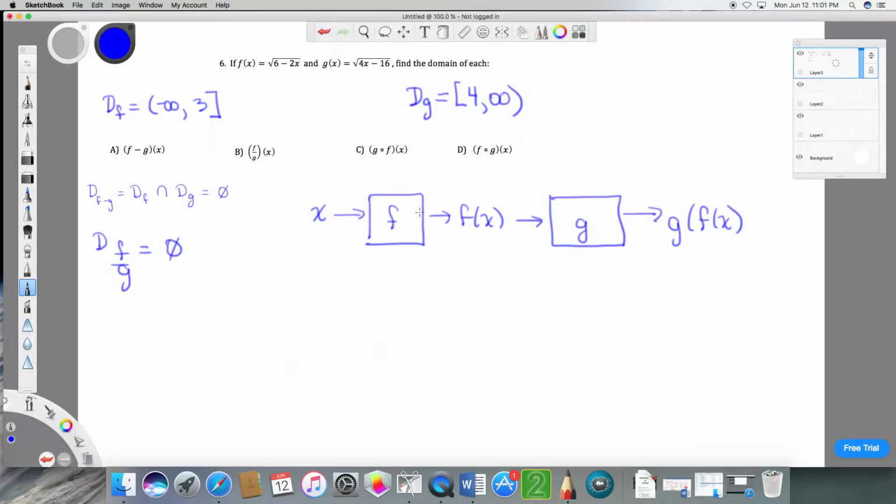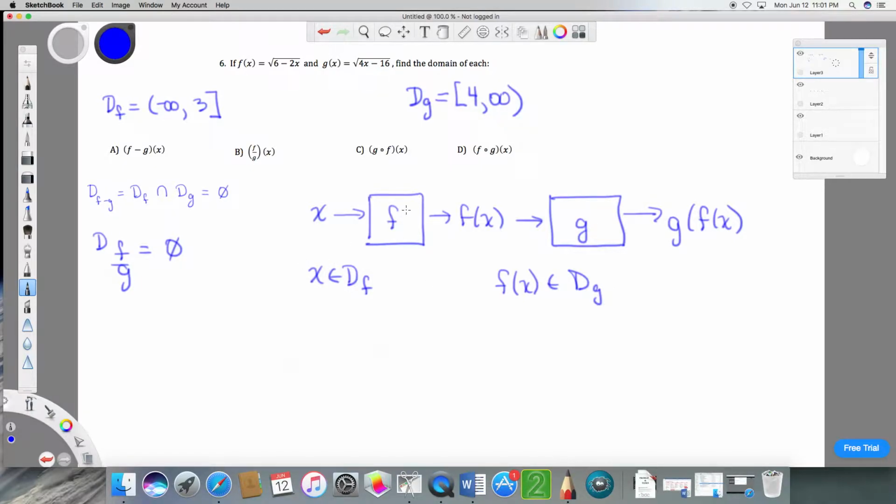So two things have to be true in order for us to have a pair, a point, on the graph of this new function. X has to be in the domain of f. Otherwise, we don't have an output, the function would be undefined for that input. Second, the output of f has to be in the domain of g.